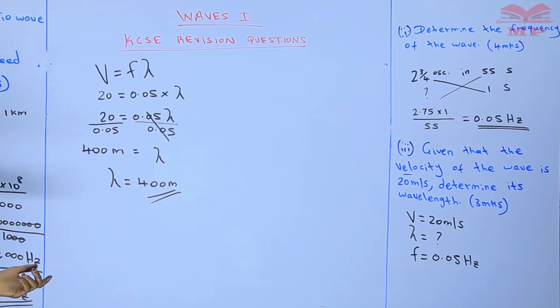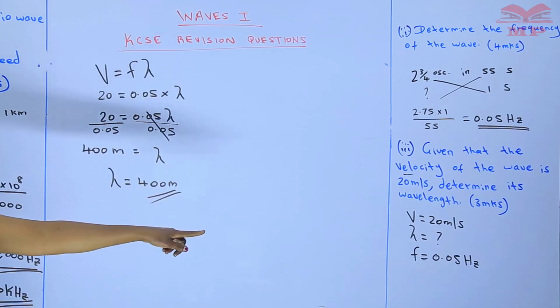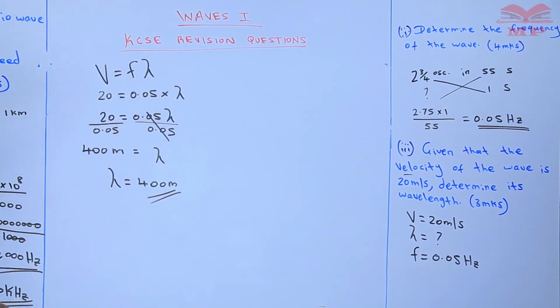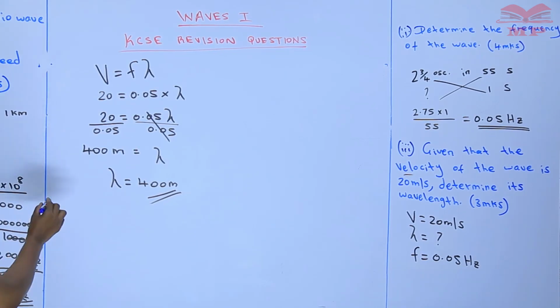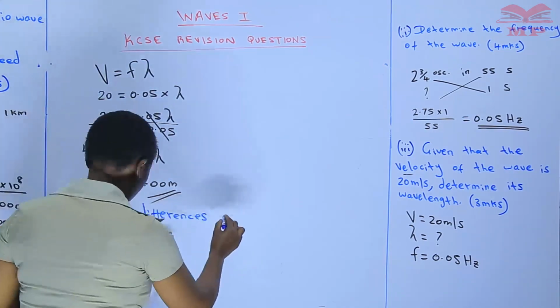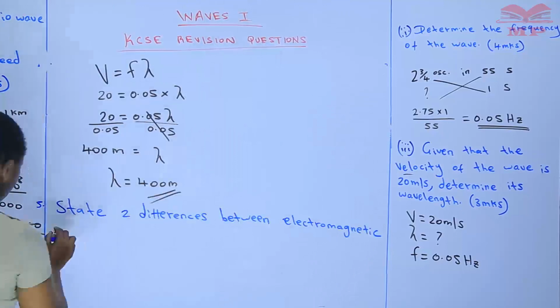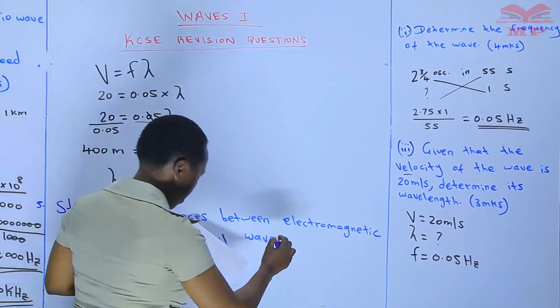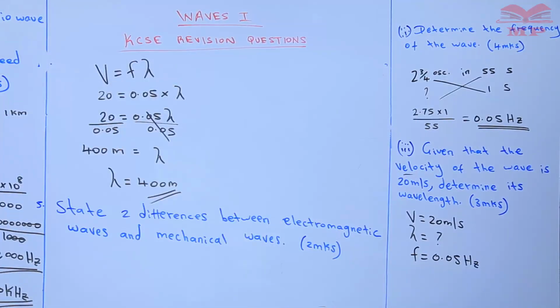So it was one question carrying, those are 4 marks plus 3, 7 plus 1, 8 marks on waves 1. So we move ahead and look at question number 5. We are in question number 5. I said we are going to look at 7 questions. So number 5. So that's our next question.